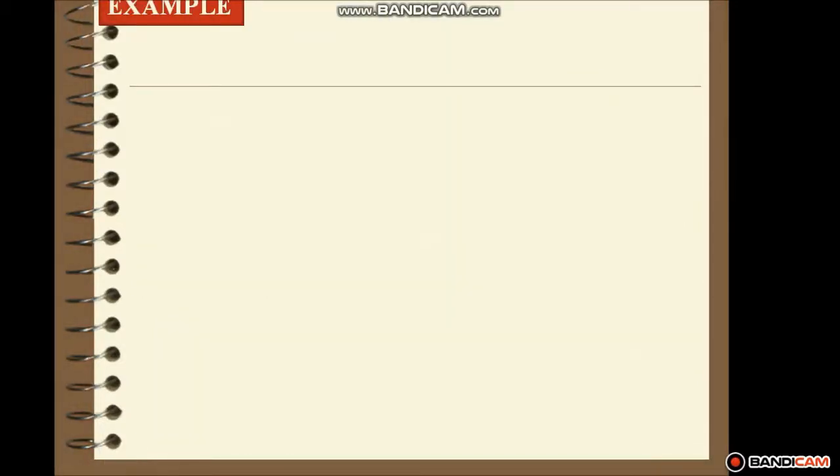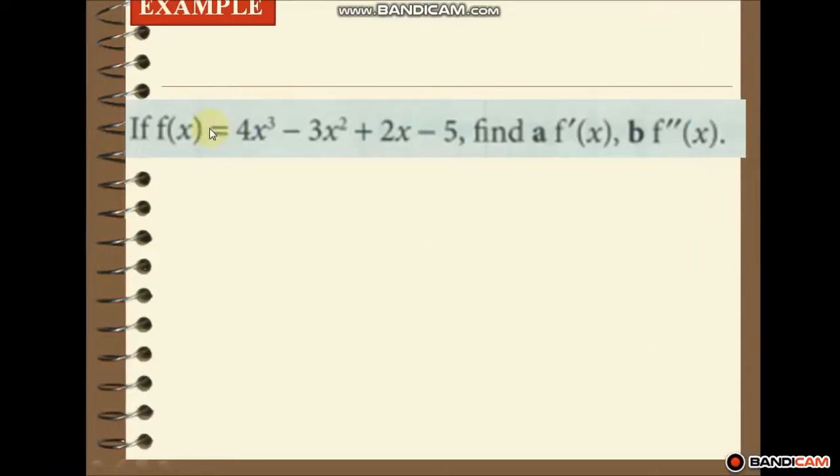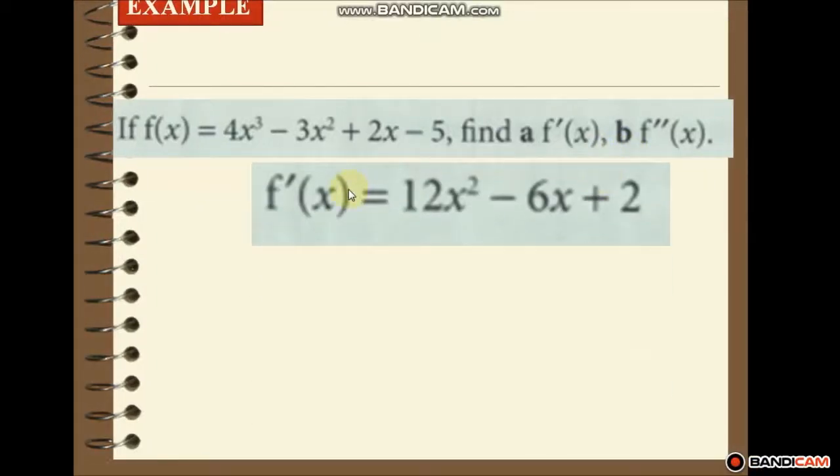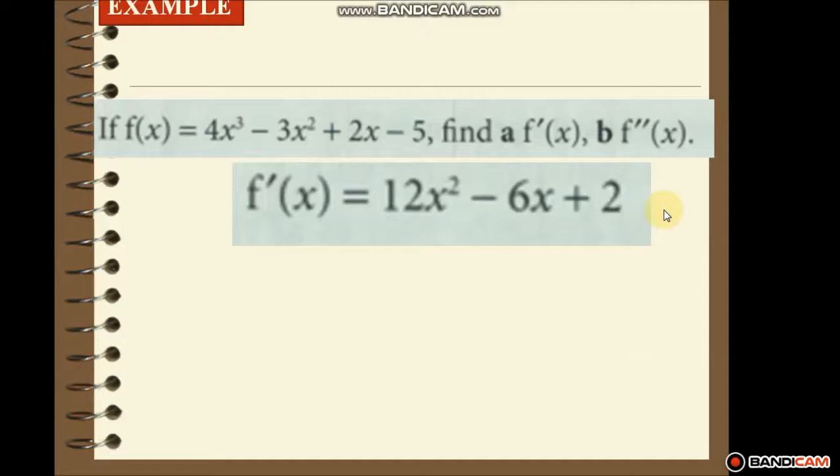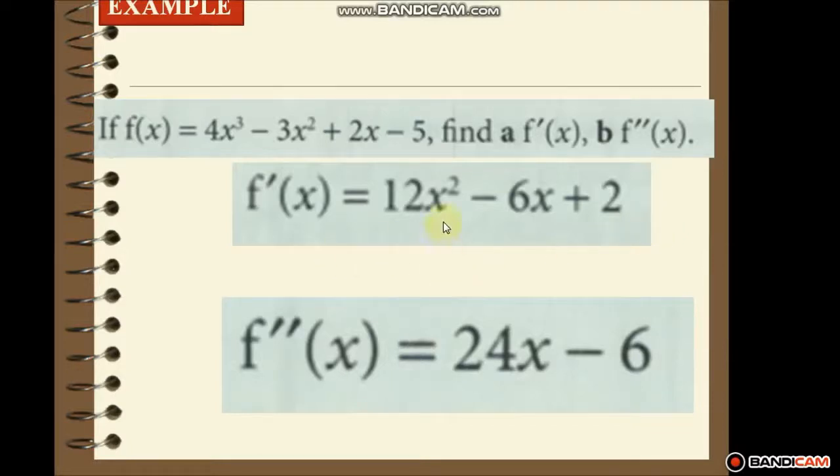Next example, if f of x equals 4x to the power of 3 minus 3x squared plus 2x minus 5, find the first derivative and second derivative. The first derivative will be 12x squared minus 6x plus 2, and from the first derivative let's find the second derivative. This one will be 12 multiplied by 2, 24, and if we subtract 1 from the power, this will be 24x to the power of 1 minus 6. This one is our result.